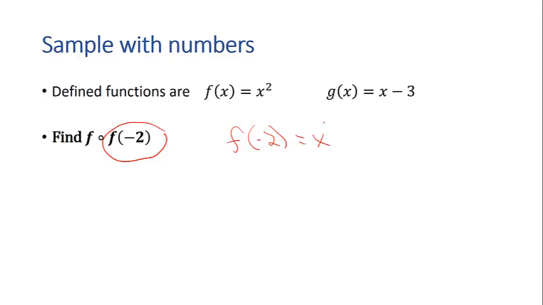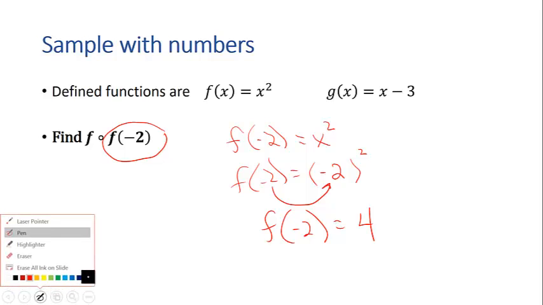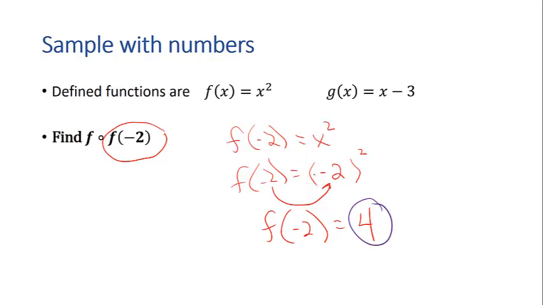It's still equal to x squared, but you're going to put a parenthesis where the x is. And so you take what's in here, which is negative 2, and replace it in the expression. So f of negative 2 comes out to be negative 2 squared, or 4. So now I have that answer. And so 4 is going to be replaced into where f of negative 2 was.